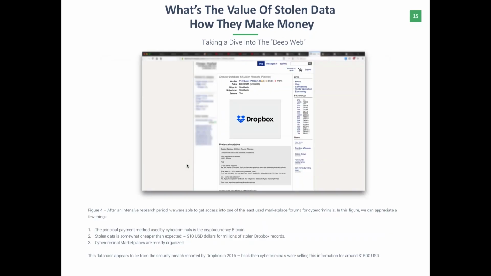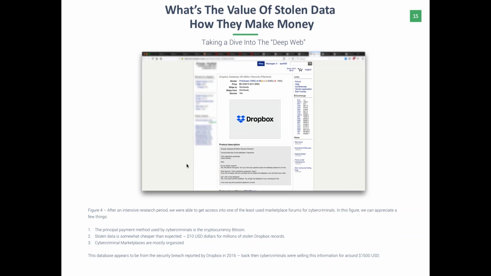So after spending a lot of time, we were able to access one of the least used marketplace forums for cyber criminals. The other ones appear to be the most important ones. Now, it was not easy to get in. Obviously, we had to skip that part. And then we were able to access this one. We were able to register. We were able to validate our account as if we were another cyber criminal.